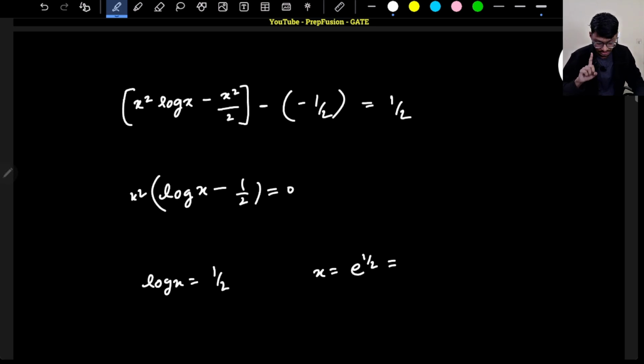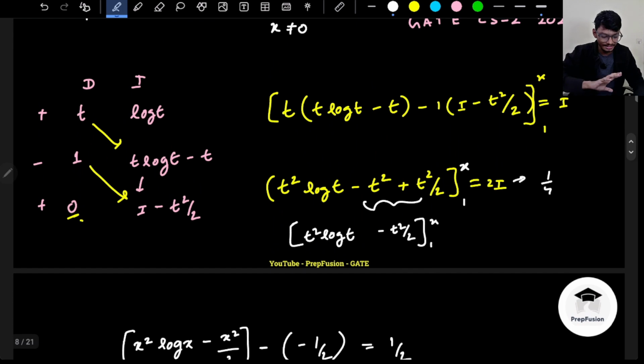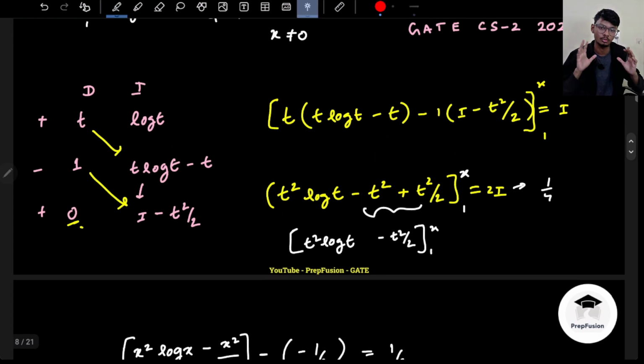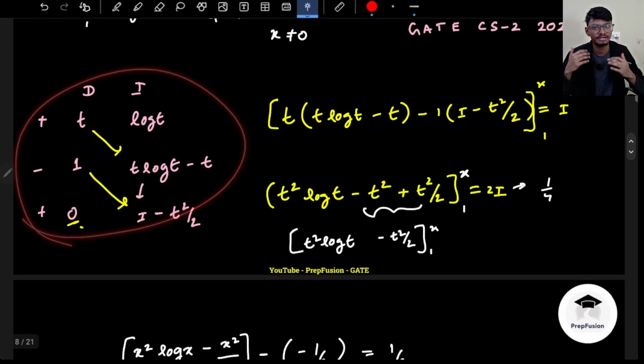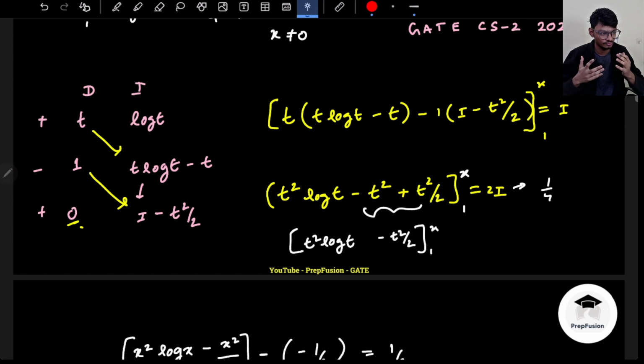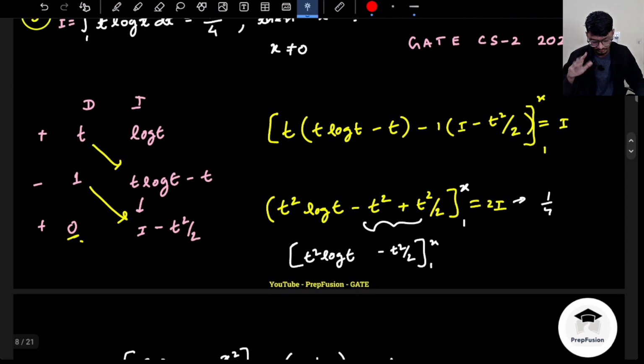Very simple. The tricky part is, if you know the DI method, then very good, because you will not need much space and many lines. If you don't know the DI method, then things will be a bit difficult, so be careful regarding that. It would be better if you know the DI method. I hope you have studied the integration part from me, the normal calculus part. I've taught all this in my full course.